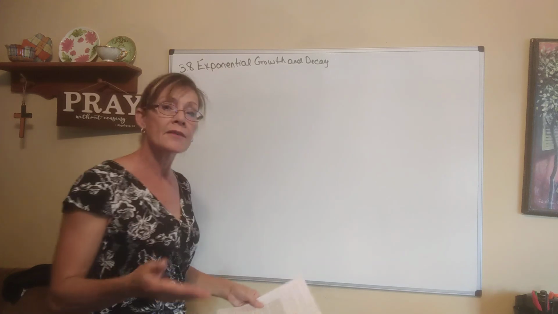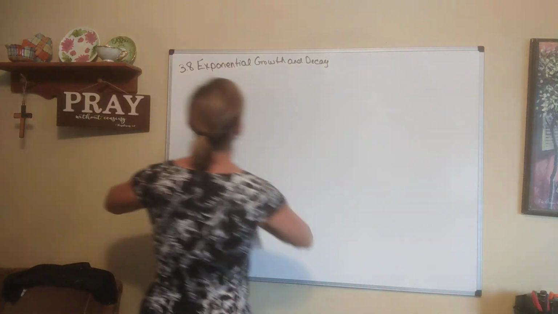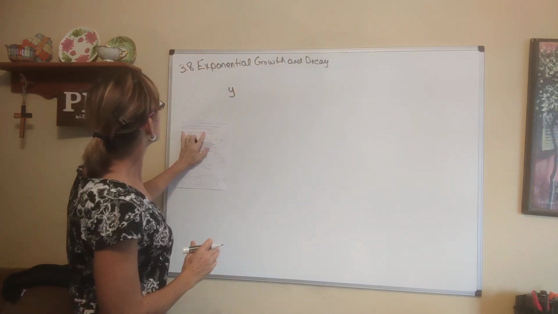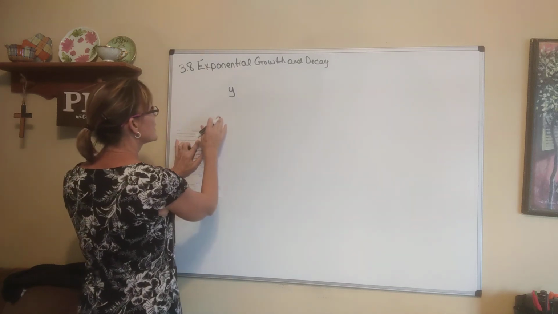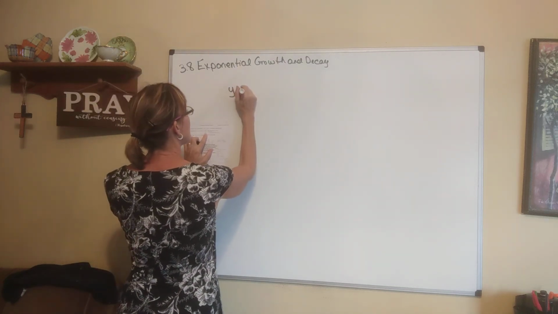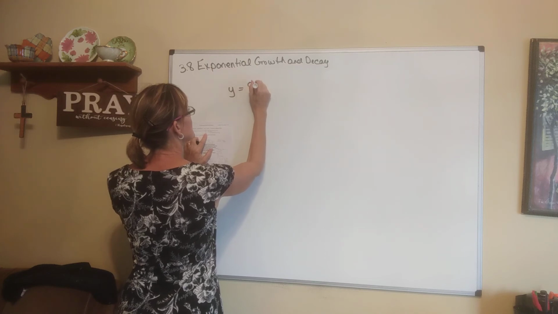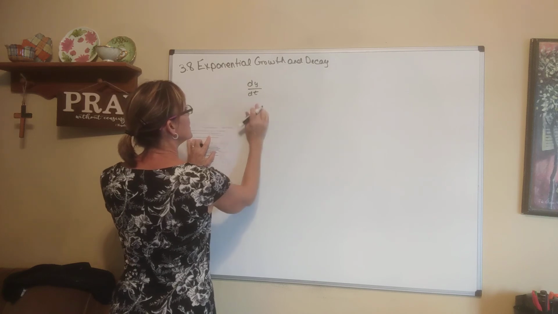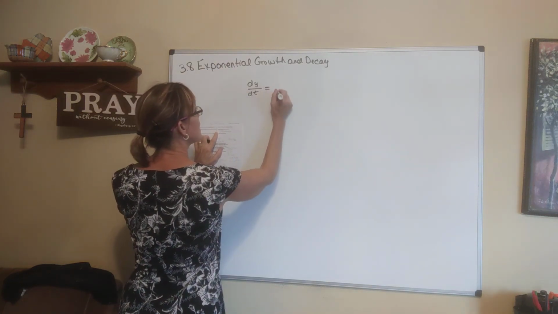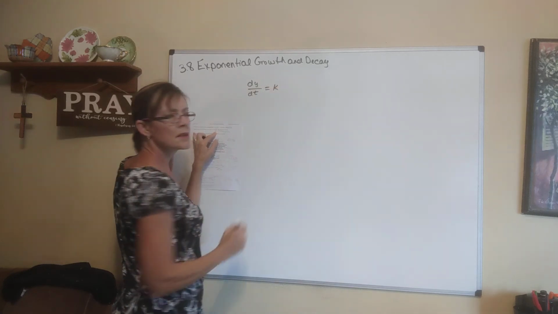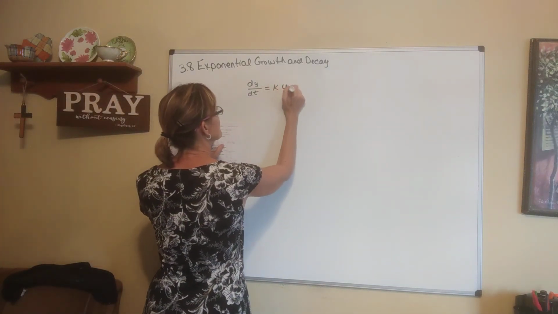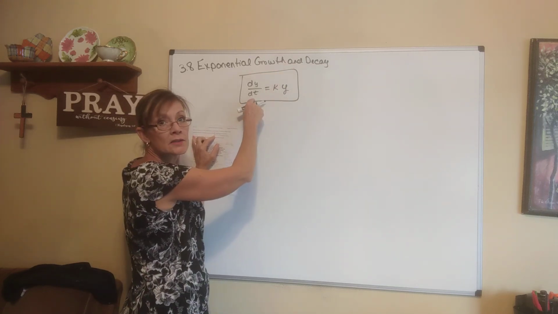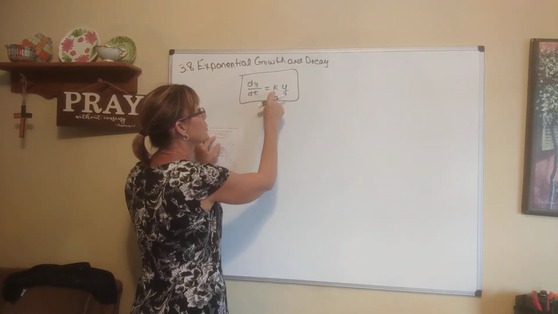So suppose we have some function y, and it grows at a rate proportional to its size. I'm going to write that down. y grows at a rate, dy/dt is the rate at which y grows, and this rate is proportional, there's some constant of proportionality, to its size, y. This statement says that the function y grows, dy/dt is the rate of growth, at a rate that's proportional to its size.